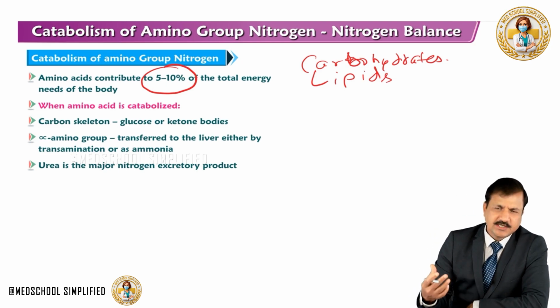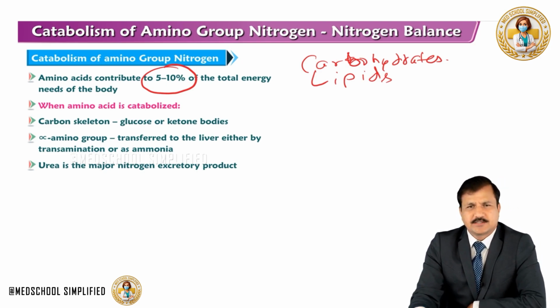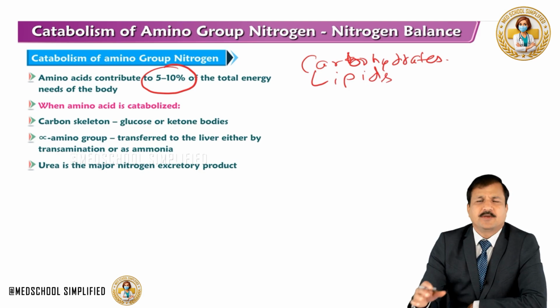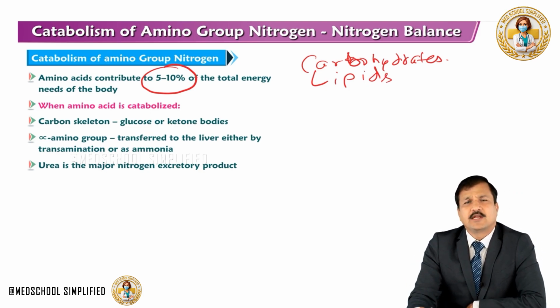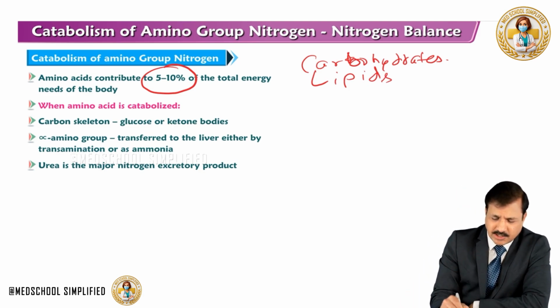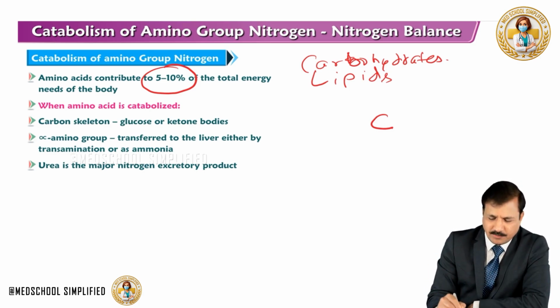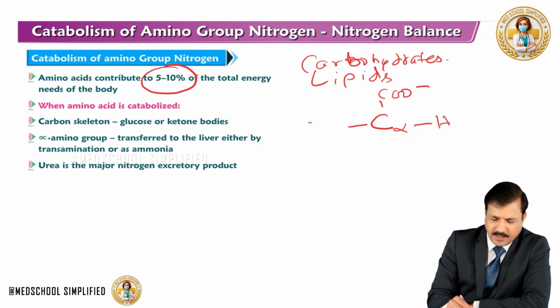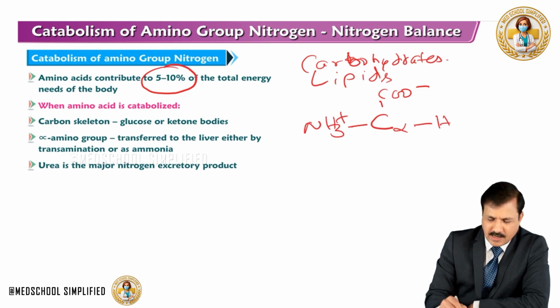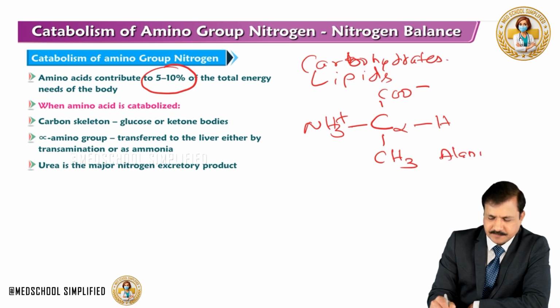And especially during catabolic conditions, when there is a negative nitrogen balance, when a protein breaks down, when individual amino acids are released, and when these amino acids are catabolized, I am going to write down the structure of amino acids so that we will understand what is the carbon skeleton, where is the amino group and all that. So here is the alpha carbon, and it has got a primary carboxyl group, and it has got a primary amino group, that is NH3 plus, and the side chain I will write as CH3, and the amino acid that I have written here is alanine.